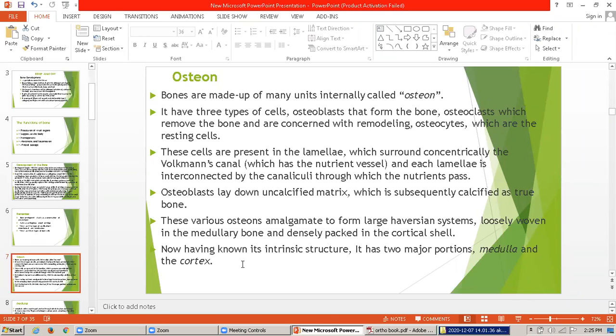So there is a formation of the true bone by the osteoblast. These various osteons amalgamate to form a large Haversian system, loosely woven in the medullary bone and densely packed in the cortical shape. So these various osteons are important in formation of the Haversian system. This you already studied in the first year of the PhD.